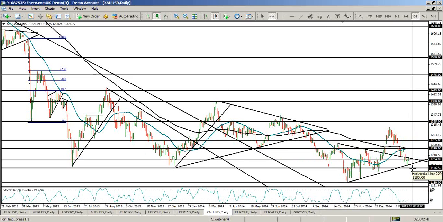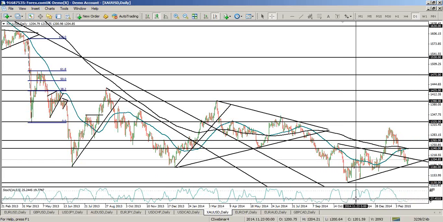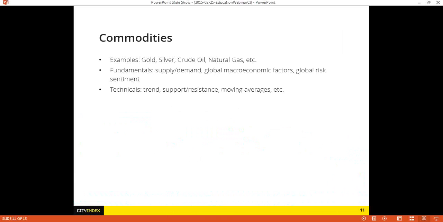Okay, and I have it again. I wrote about this today. I have 1180 still as support. So I'm looking for a bottoming out of oil, and it's very near its multi-year lows. Anyway, let's go back here.